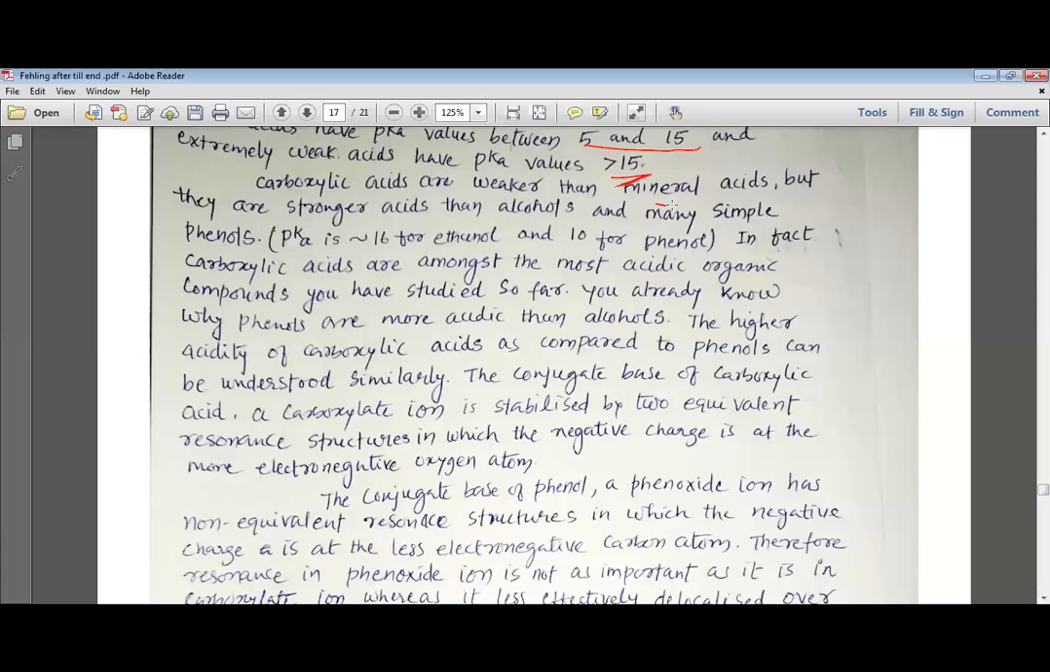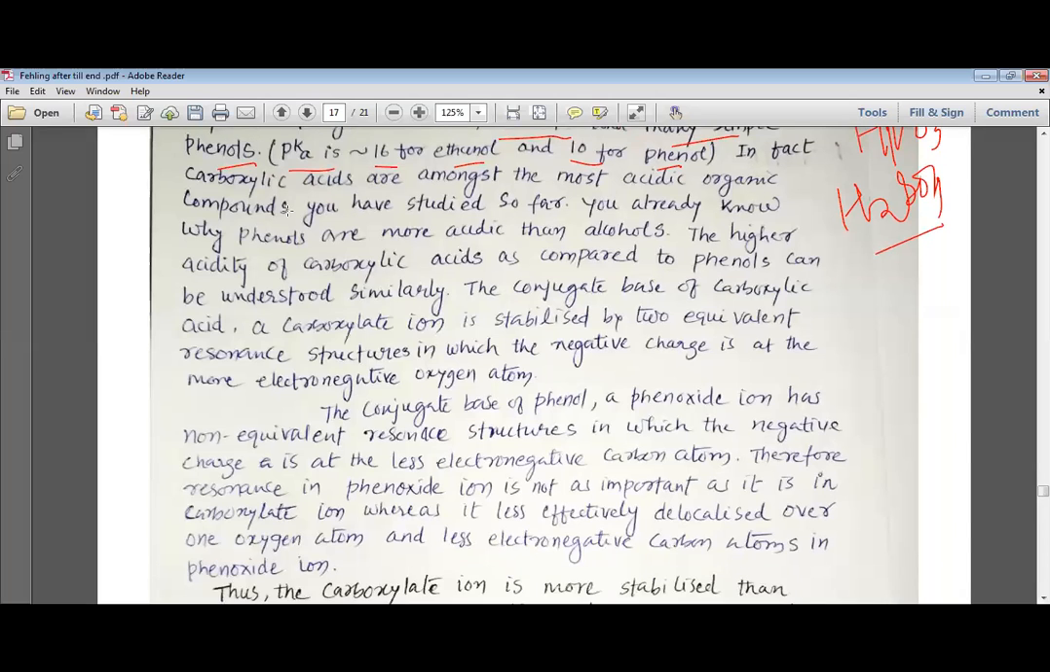Carboxylic acids are weaker than the mineral acids. These mineral acids are like HCl or HNO3 or H2SO4. So they are weaker than these acids because they have carbon part which makes them weaker. But they are stronger acids than the alcohols and many simple phenols. For example, pKa is approximately 16 for ethanol and 10 for phenol. So from this we can easily understand that they are stronger acids than phenol and alcohol. In fact, carboxylic acids are amongst the most acidic organic compounds. So we consider carboxylic acid as the most acidic organic compound that we have studied so far.